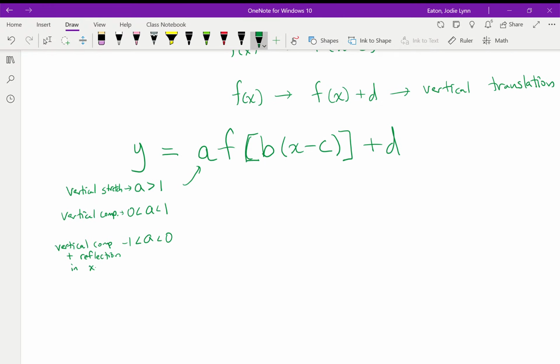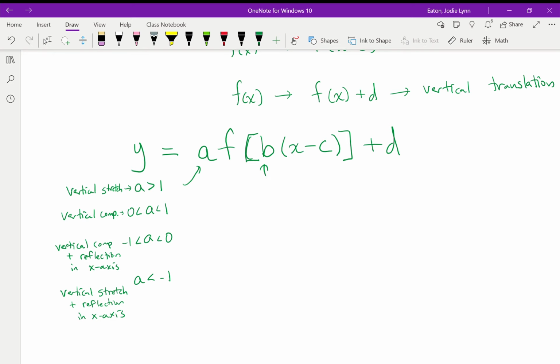In the x-axis. And if we have a less than -1, we have a vertical stretch plus reflection in the x-axis. So a determines both our vertical stretch or compression, sort of like a scale factor, how much you are pulling and pushing in the y direction, as well as whether you're flipping over the x-axis in the y direction. B, right here, determines similar things but for x.